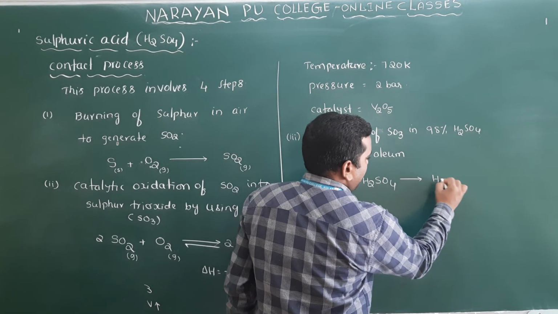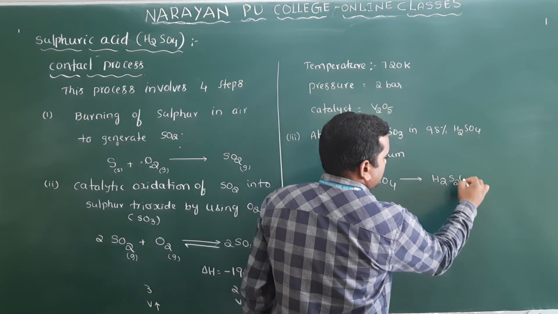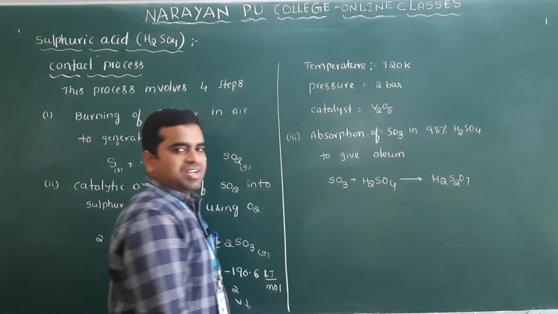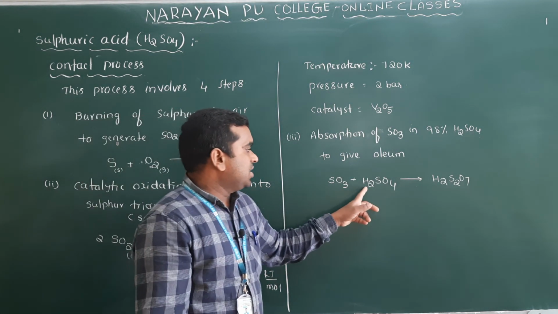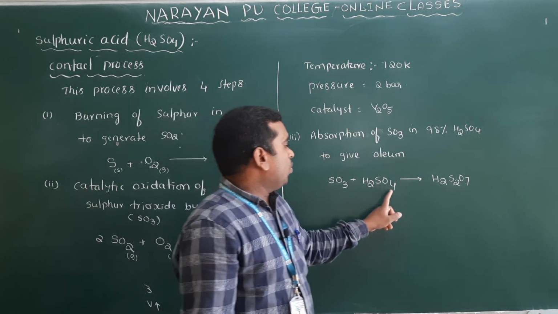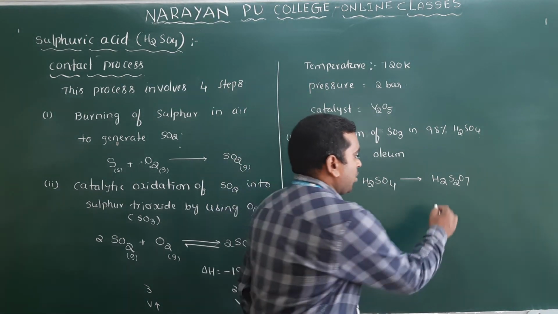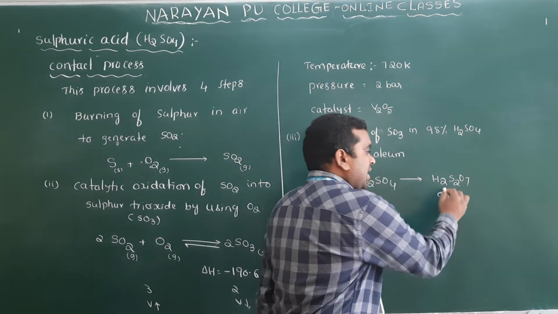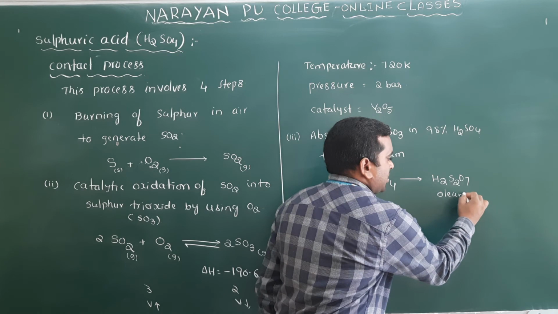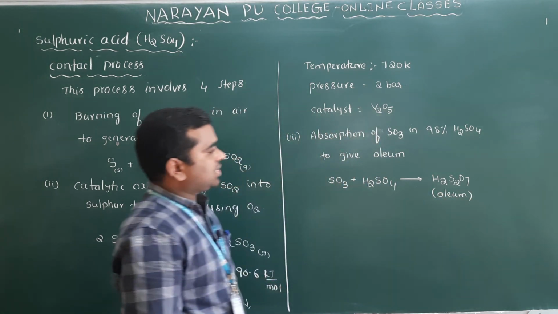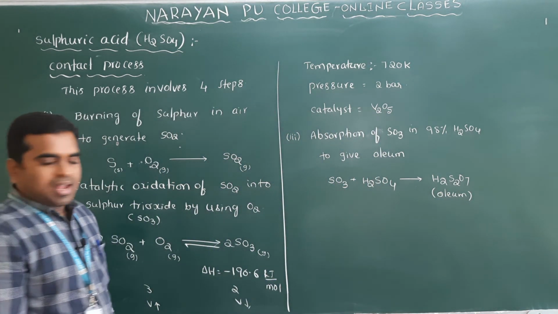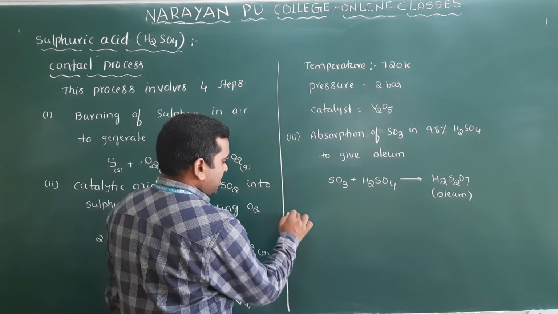You just add, this is H2S2O7. The addition reaction of sulfur trioxide gives H2S2O7. What do we call this? Pyrosulfuric acid, which can also be called what? Oleum. This is the third step. Clear ma? And the last one is the fourth step.